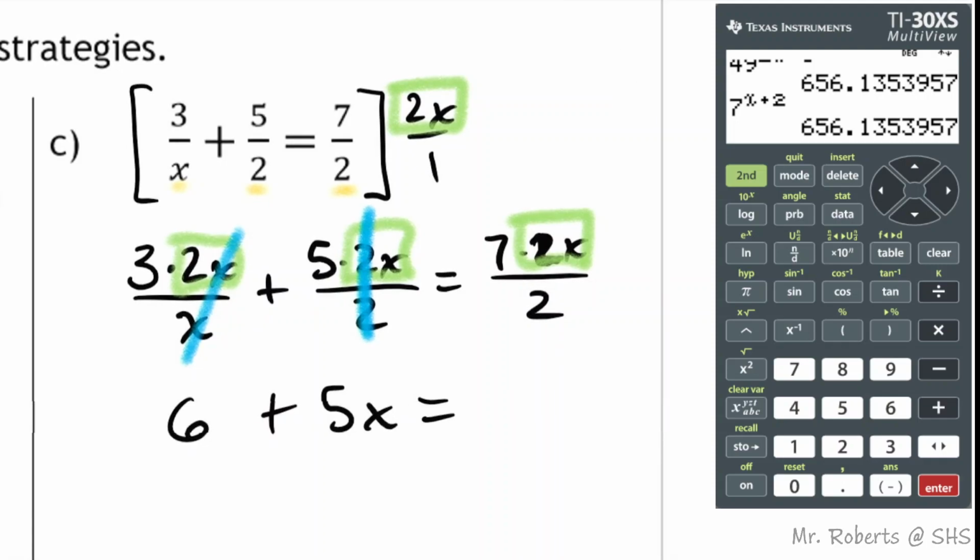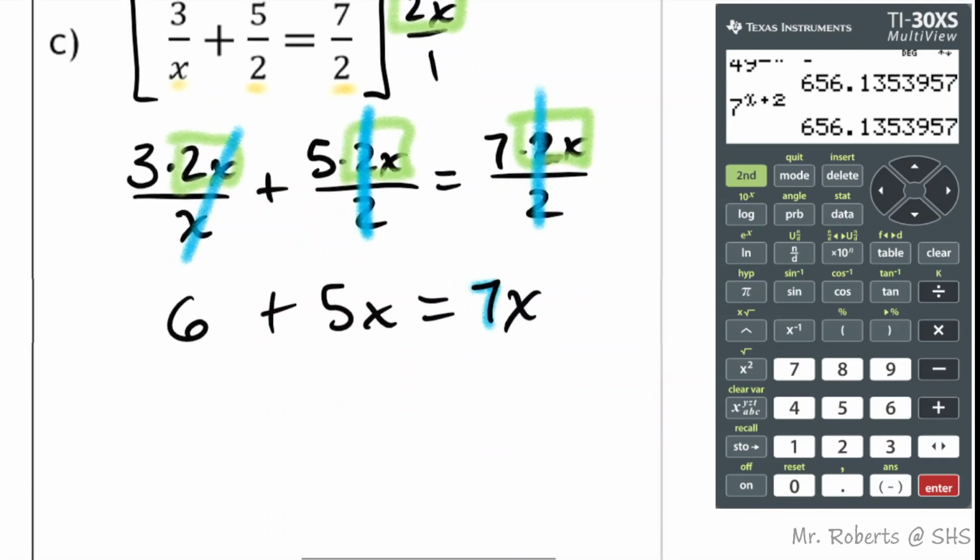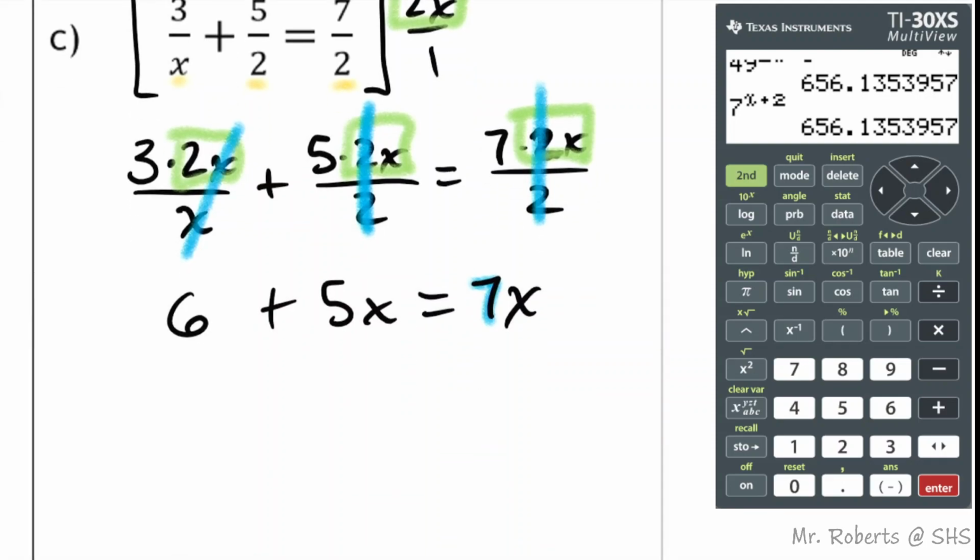And on the other side, oh, you can see it, 2 over 2, that's a giant 1. This is going to become 7x. Okay, so what do we have? Well, if I take away 5x from both sides, it's going to become 6 is 7x minus 5x, which is 2x. And if I divide both sides by 2, I get what? I get that x is 3. X is the number 3.